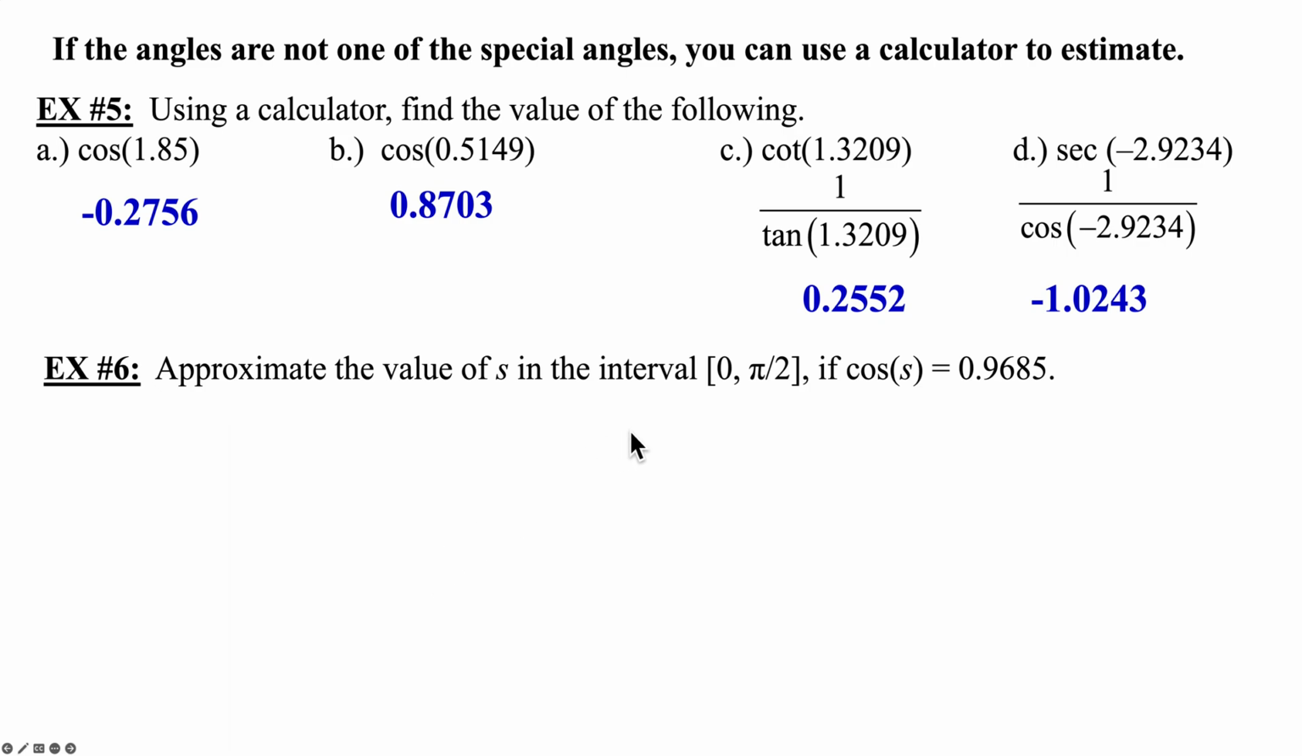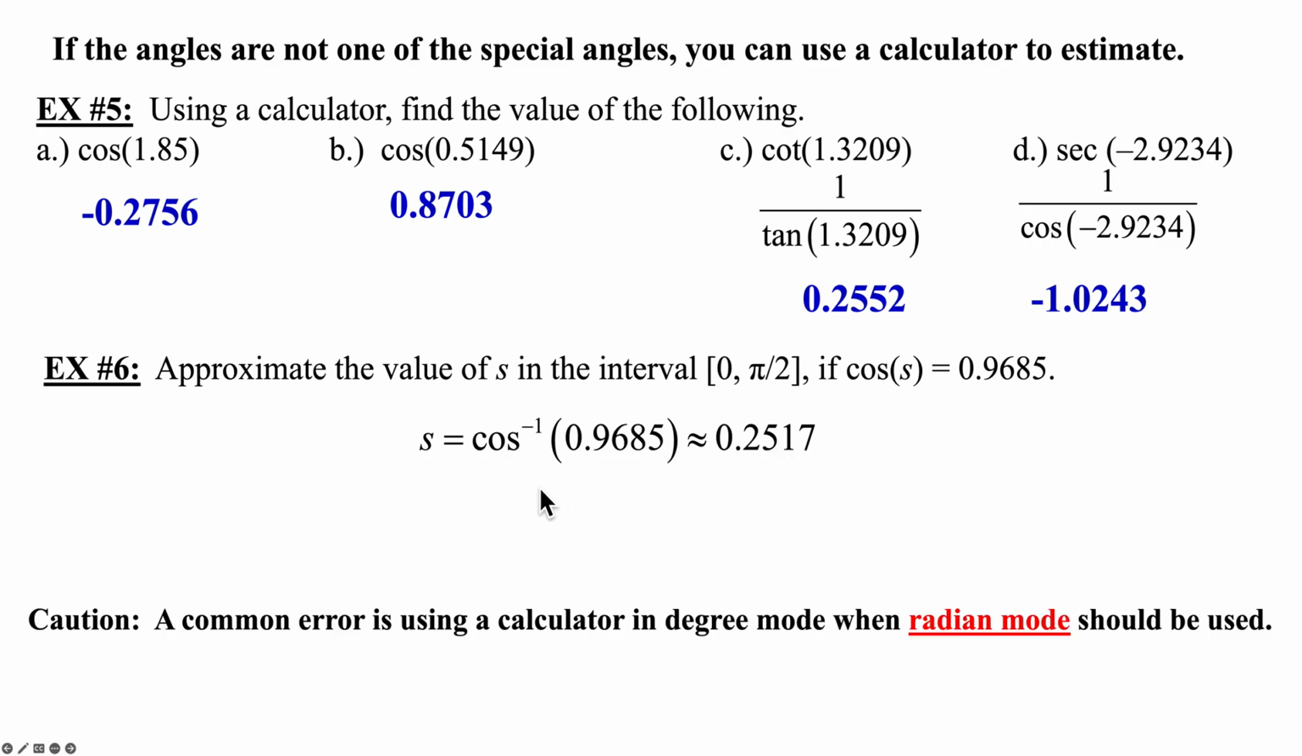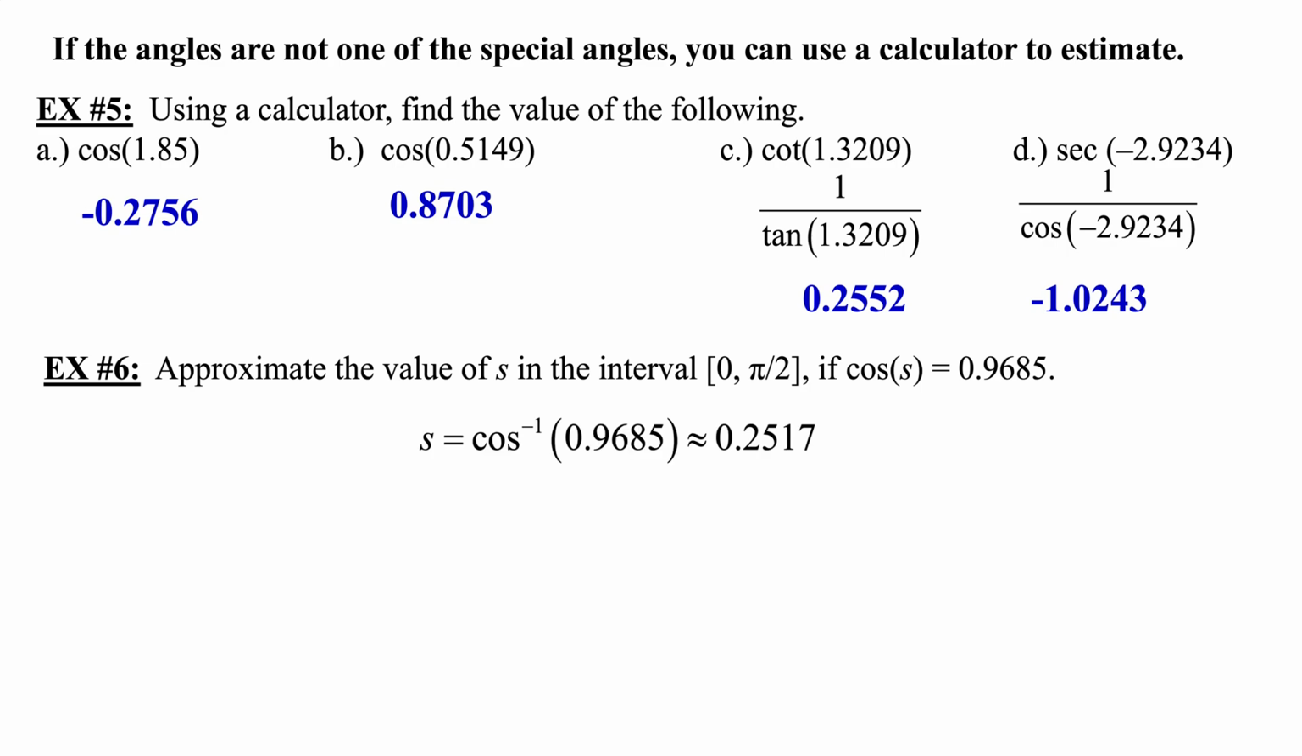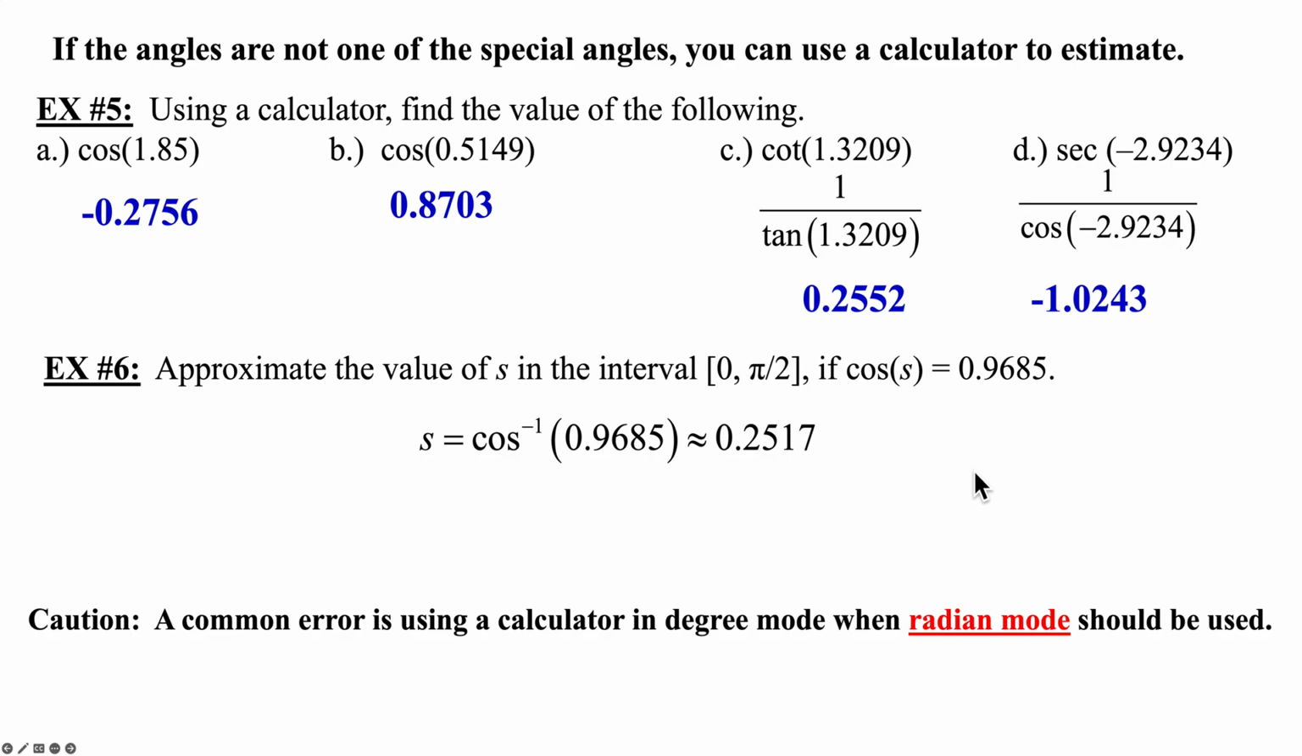Approximate the value of s in this interval. Okay, so now this is inverse cosine. So now we're going to hit inverse cosine, 0.9685. Make sure your calculator is giving you back, rounded to 4 decimal places, 0.2517. Again, make sure your calculator is in the right mode. Whoops, there we go. All right, that wraps up 2-2.